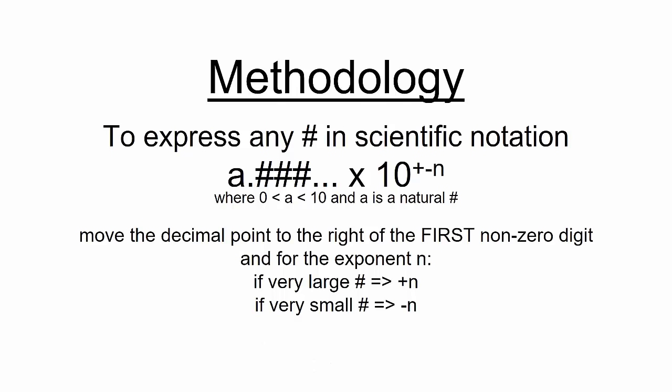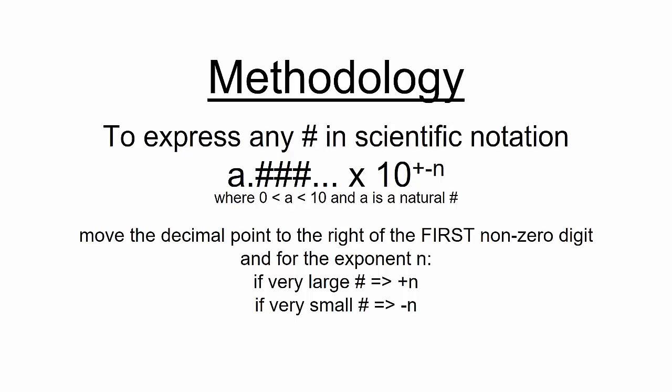In the last example, we saw 2.6 times 10 to the 13th power with scientific notation. So let's go over the methodology from converting from standard notation to scientific notation. Well, scientific notation involves a number which we'll call a, which is a natural number between 0 and 10, and it has to go to the left of the decimal point. And so what we want to do is move the decimal point when it's in standard notation to the right of the first non-zero digit. In this case, we'll call it a.